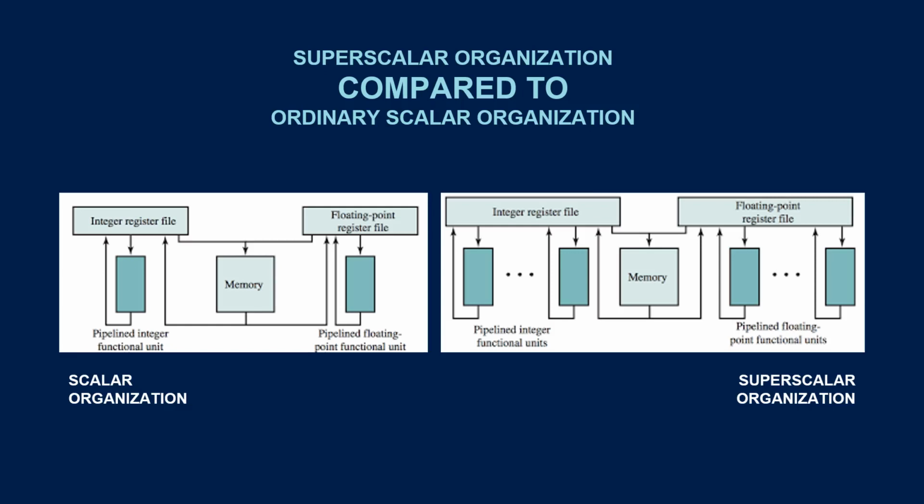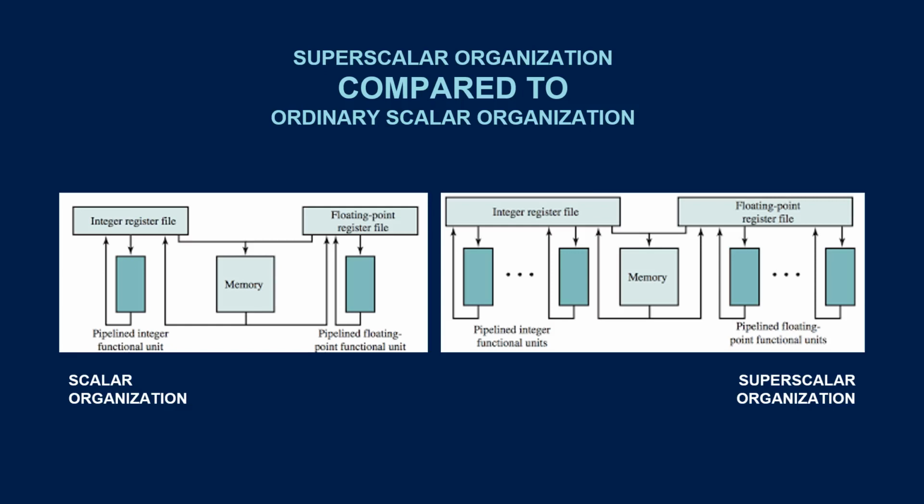As we see in the diagram, the pipelined integer functional unit is interconnected with the integer register file and the pipelined floating point functional unit is interconnected with the floating point register file. And after this, the integer register file and floating point register file are interconnected with main memory. So from this we understood that both the integer unit and floating point unit are single pipelined functional units.